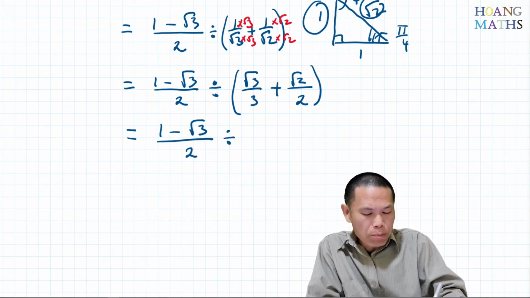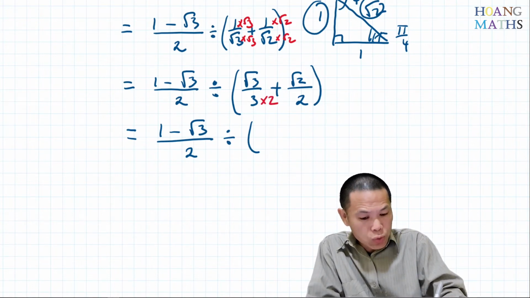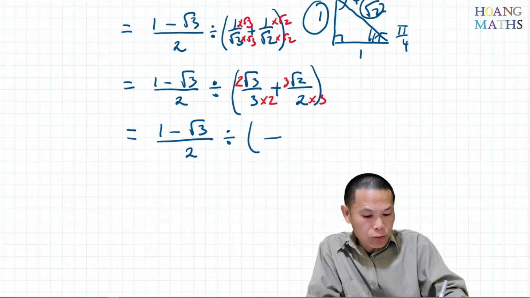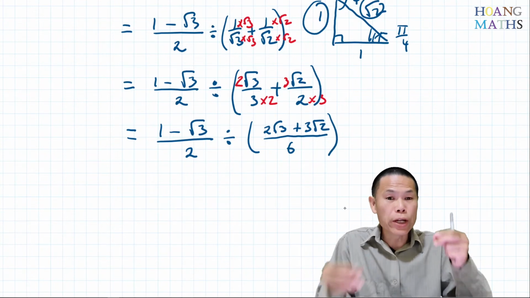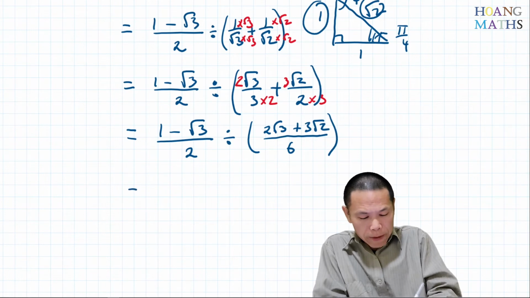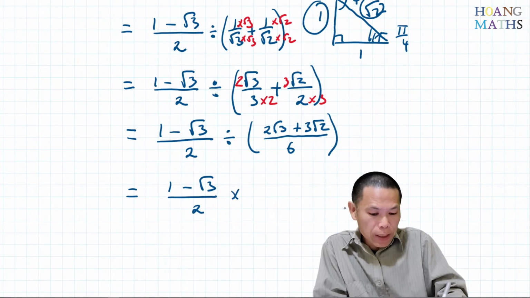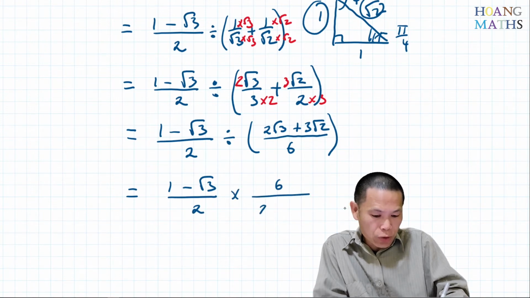And then we divide by bracket. So the common denominator is 6. So in other words, I times this by 2. That gives me 2. I times this by 3. That gives me 3 up there. So therefore, the denominator is 6 now. I just write 6, okay? So that becomes 2 root 3 plus 3 square root of 2. Bracket. So now when we divide by a fraction, we just flip it, okay? It becomes multiplying. So that becomes 1 minus square root of 3 over 2 times 6 over 2 square root of 3 plus 3 square root of 2.